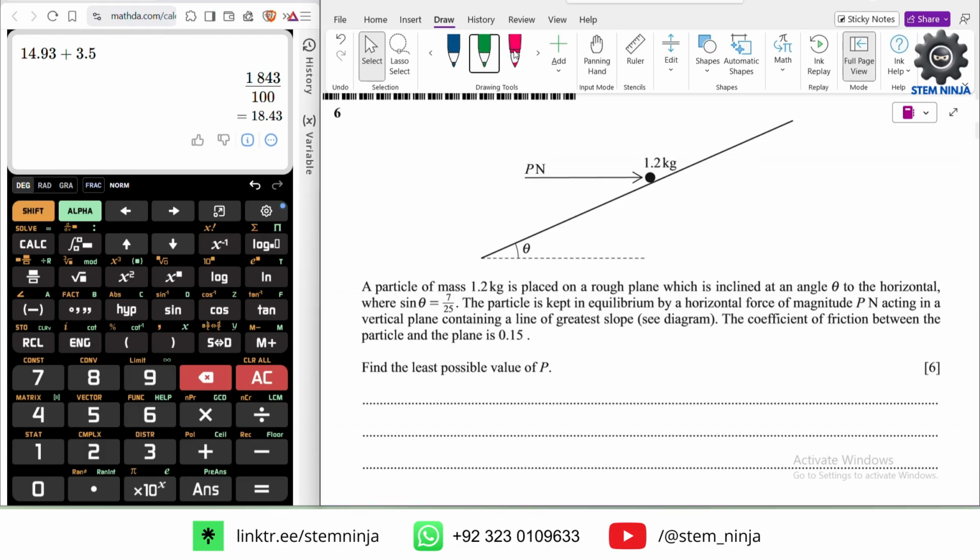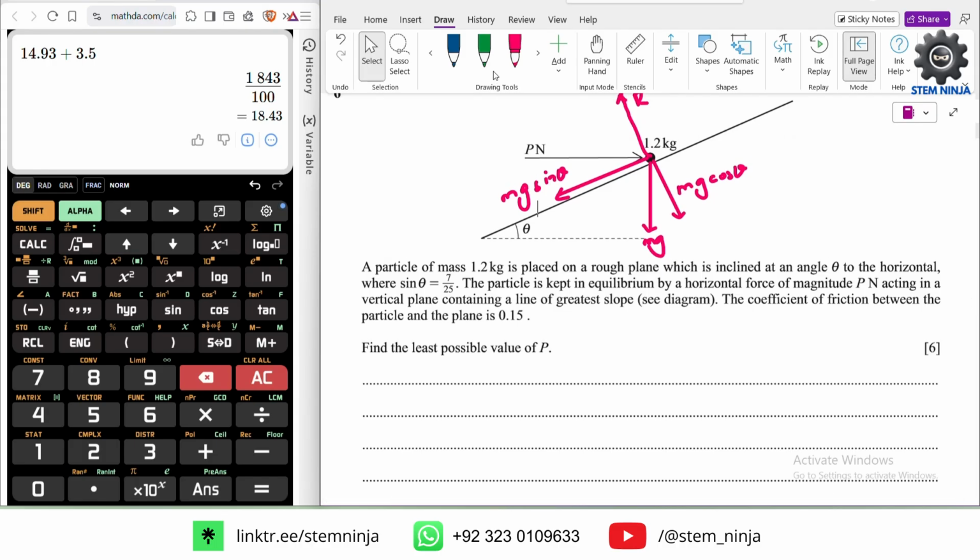Now let's first resolve the forces and find out what the normal reaction force is. So this is our mg. This will be mg cos theta. This would be the normal reaction force, and this would be mg sine theta. So first let's figure out what R would be. We have to resolve the P also. So P would be R.